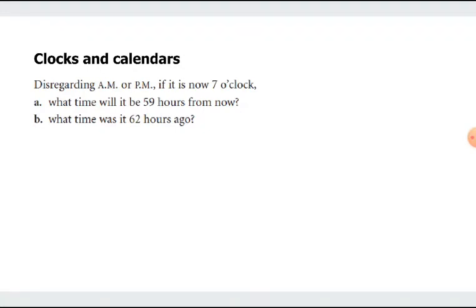So here is a clock problem. It says here that we will be disregarding whether it's AM or PM. Ano po? And tonight, or this time around, the clock says 7 o'clock. Now we need to determine what will be the time if 59 hours has passed, or 59 hours from now. And letter B, what's the time 62 hours before 7 o'clock, or ago. So here are two processes in solving these types of problems.